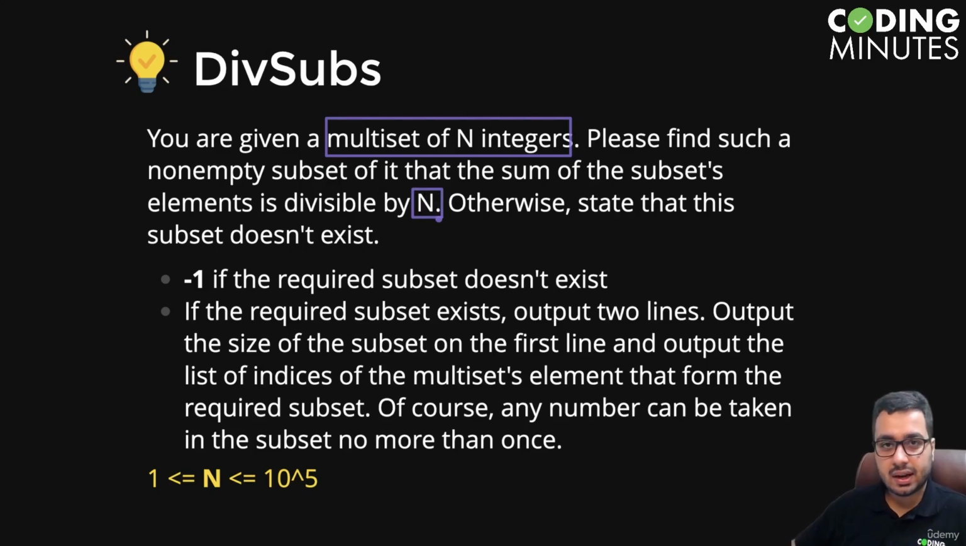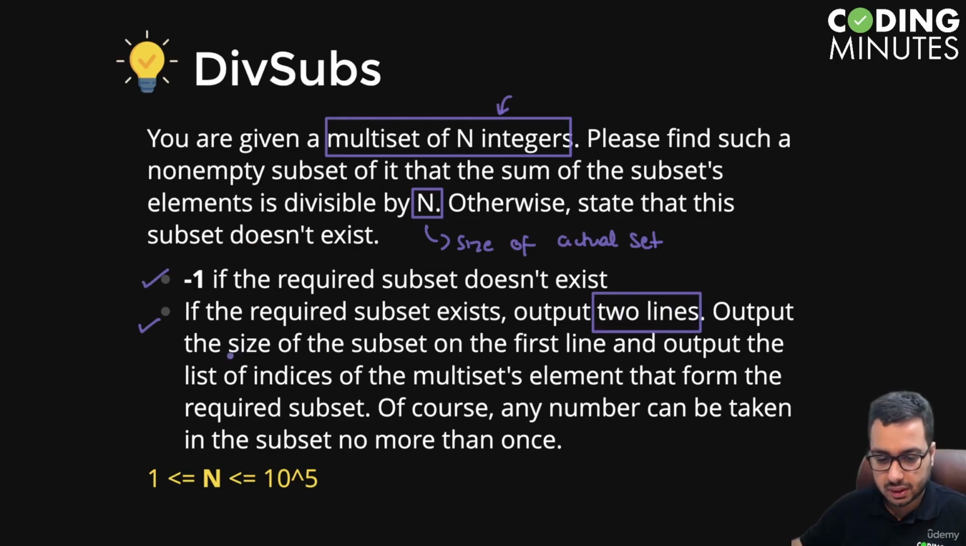So n is nothing but the size of the set. Given a set, we need to find a subset whose sum of elements is divisible by the size of the set. We are not given a different number, it is the same as the size of the original set. And if such a subset does not exist, we will print -1. But if it exists, we are going to output two lines. One is the size of the subset on the first line, and second is the list of indices that form the required subset.